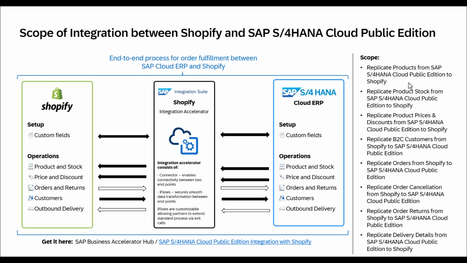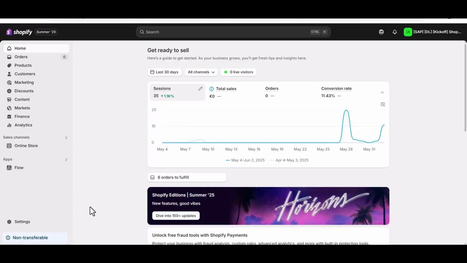It supports replication of master data like products, product stock, product price, and discounts along with customer master data. Along with replication of transactional data like orders, order cancellation, order returns from Shopify and delivery details from SAP S/4HANA. For more details refer to SAP Business Accelerator Hub. Let's have a look at the demo in the system.